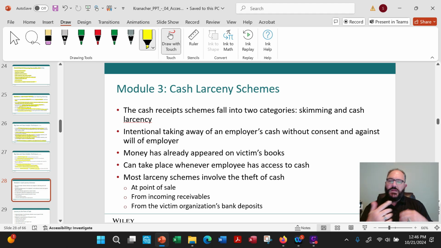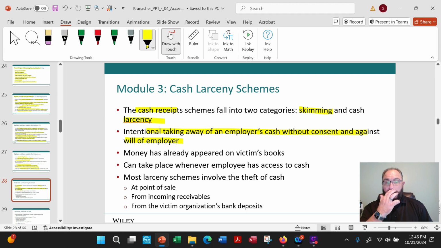Okay. Now we're going to switch over. Now we're going to take a look at cash larceny schemes. Okay. So basically, when it comes to cash, there are 2 types of things. One is skimming. One is larceny. And larceny by law is taking away an employer's cash without consent and against the will of the employer.